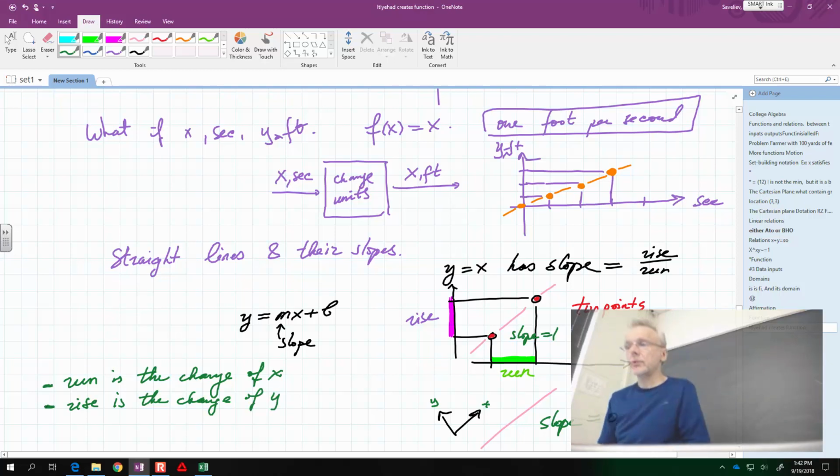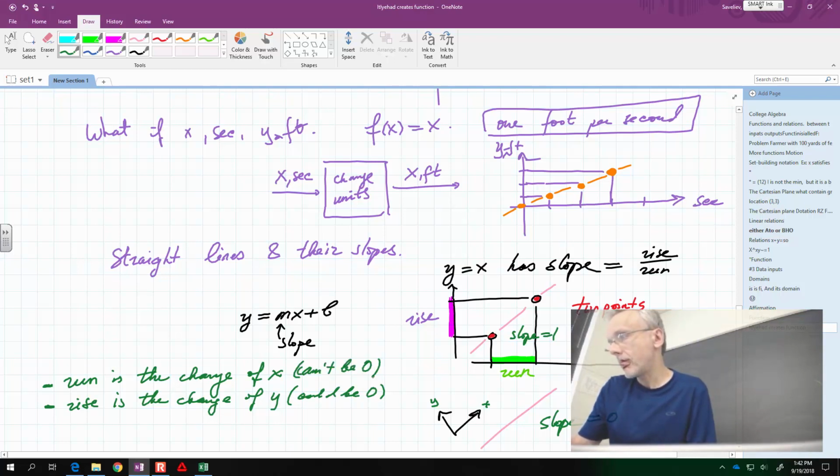Okay, so you certainly do not want the 1 to be 0. The rise could be 0. We just saw it, right? But this one can't. Otherwise, we end up dividing by 0. Okay, so which means that vertical lines are out.